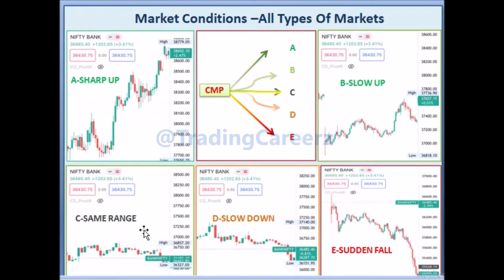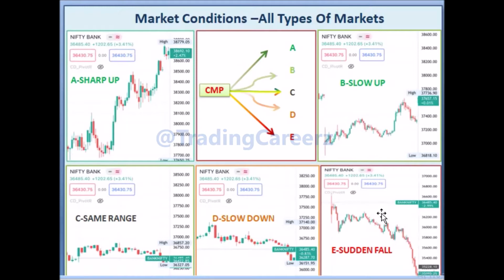And if the market slowly comes down, it is D, like this chart. And the last one is when the market suddenly falls, it is E. Every market will match one of these types, not exactly identical, but some look like the same scenario. It will bounce every time. But the traders who identify the market type will become more successful.